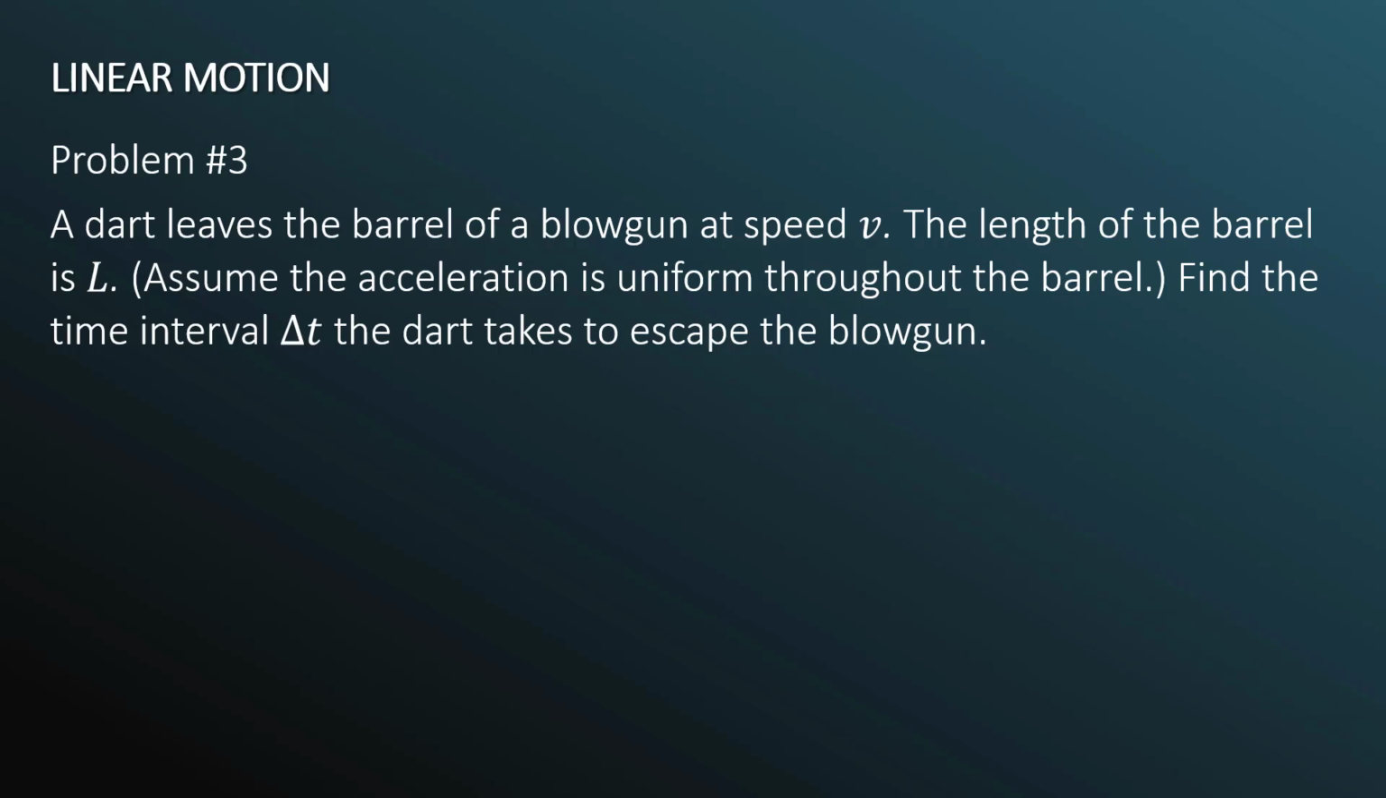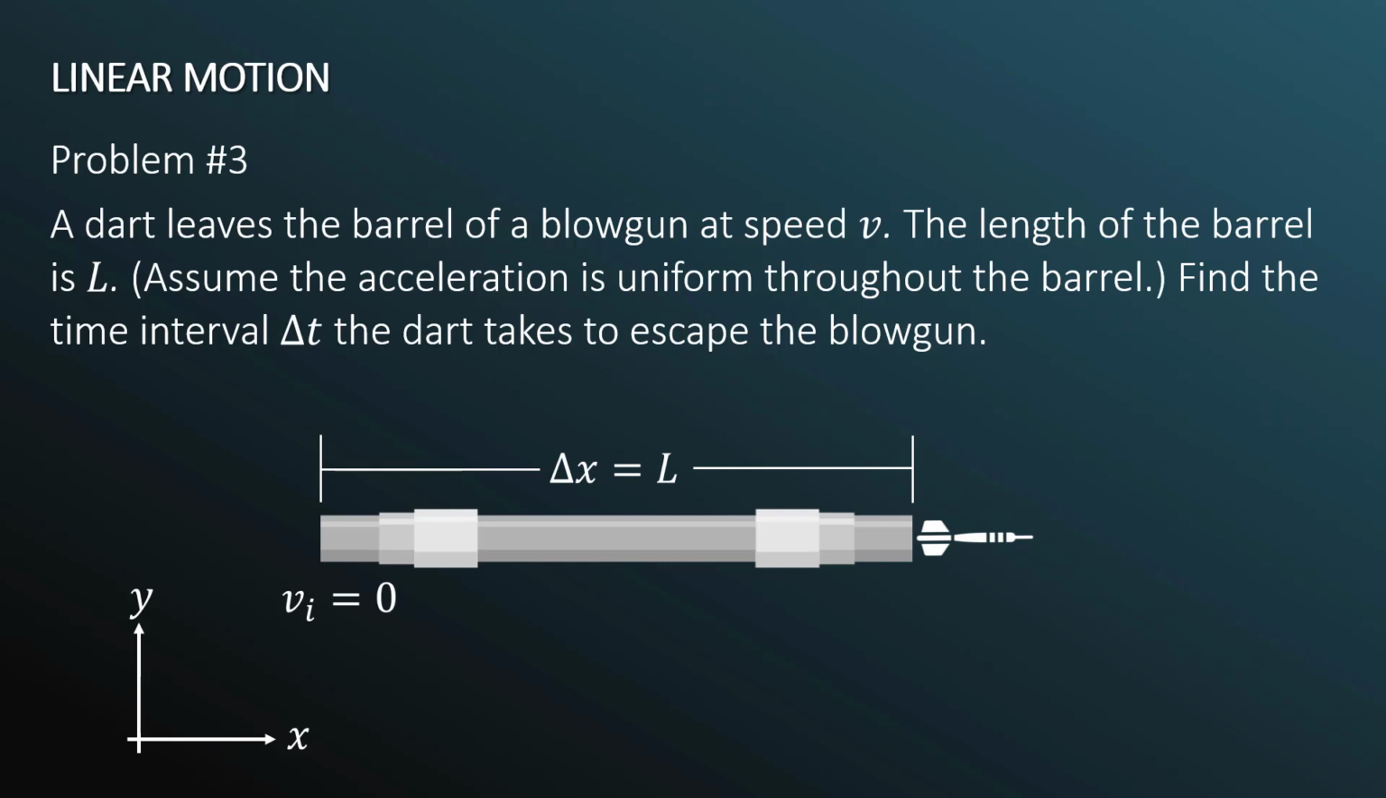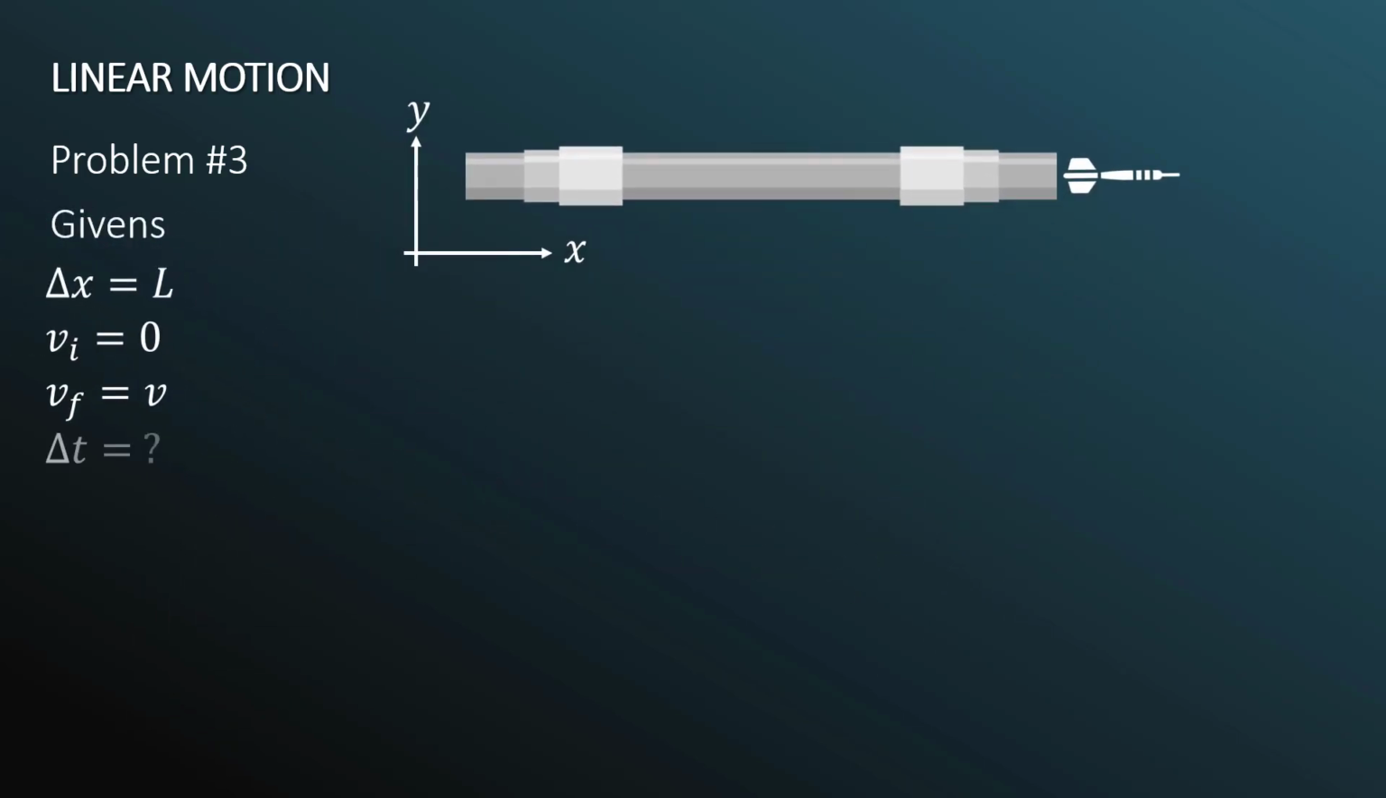So let's draw a picture first. Here is our blowgun, which I guess here it just looks like some pipes. Here's our dart. We want to set up a reference frame, and let's start writing some of our givens down. We assume that the dart starts at rest inside the blowgun, so our initial speed is 0. The dart races through the blowgun, comes out the other side, travels a distance delta x equals L. Remember, L is our given, and it exits with a final speed of v. So we put those in the given category, and we note down that the time interval is what we are looking for. So what equation should we use?